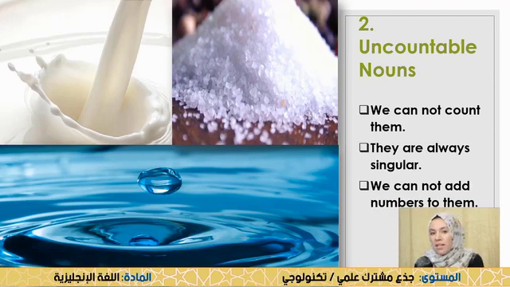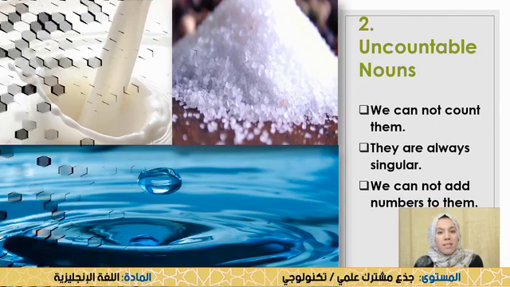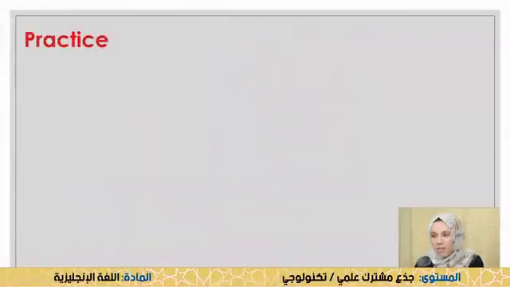Now, let's go and compare again, once again, between countable nouns and uncountable nouns. Let's go together. Let's revise together. We said countable nouns, we can count them. They can be singular and plural at the same time, and they accept or we can add numbers to them. When it comes to uncountable nouns, we said we cannot count them. They're always singular and they don't take numbers. Now, let's move to practice. Let's see whether you have understood or not.